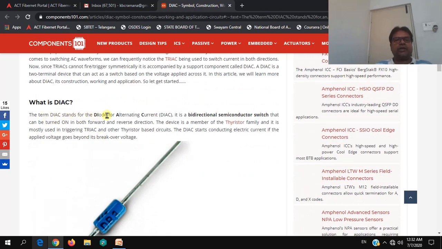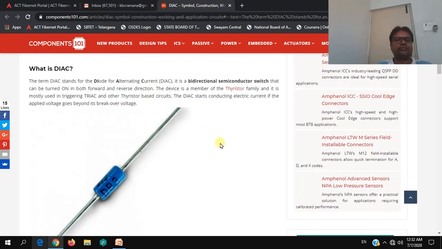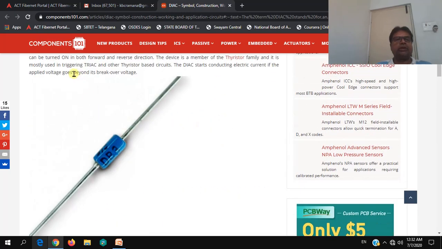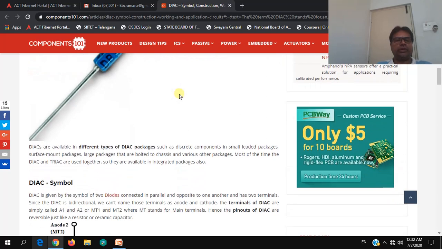Diac stands for diode for alternating current. DI from diode, AC from alternating current. It is a bidirectional semiconductor switch that can be turned on in both forward and reverse direction when the applied voltage goes beyond its breakover voltage.